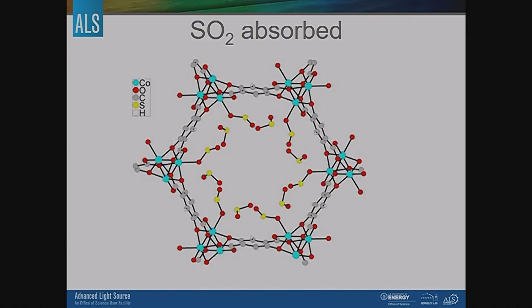If you have a MOF, if you have something you think would react with the gas, you don't have to guess about what it's doing. If you can get a single crystal, you can actually try and watch it, which I think is pretty powerful. There's a lot to be said for gas sorption measurements ex situ. But to actually observe the atom positions crystallographically is pretty solid proof.